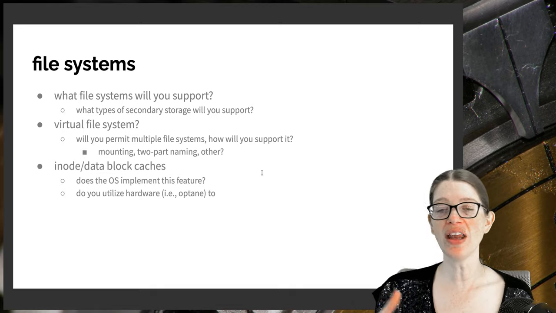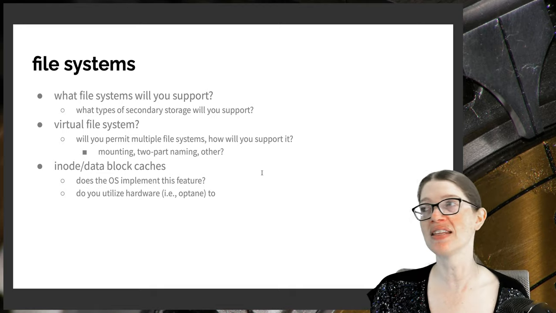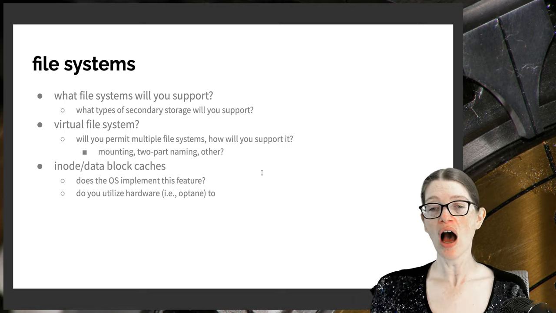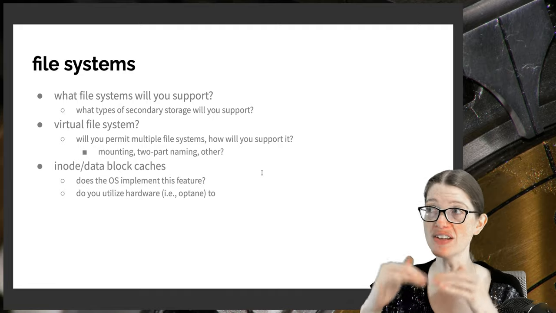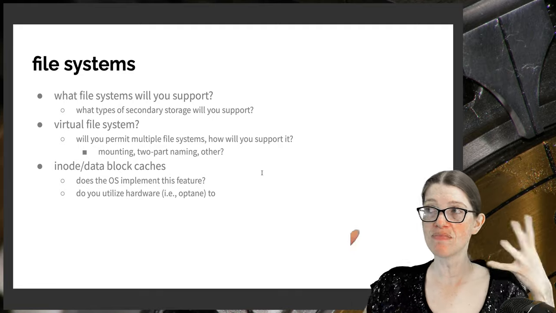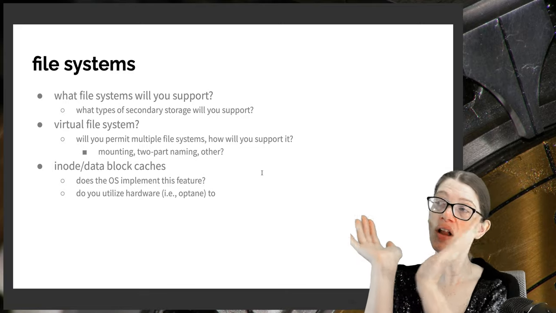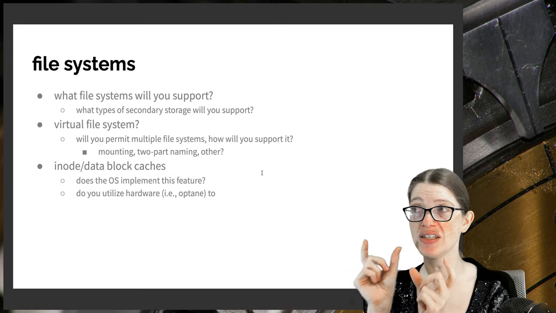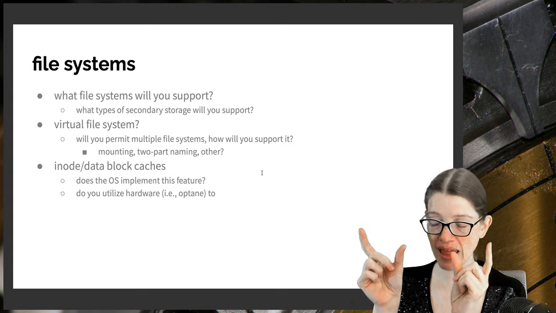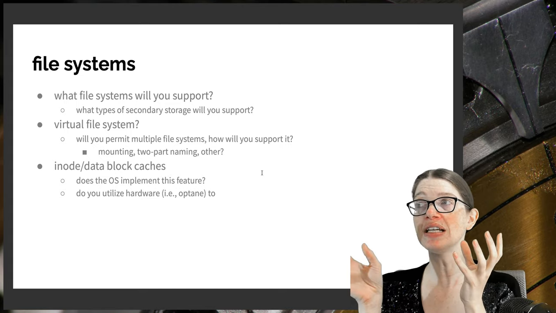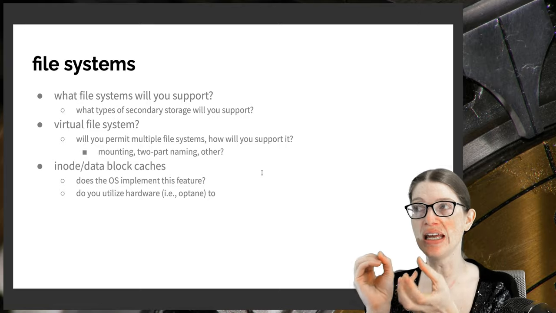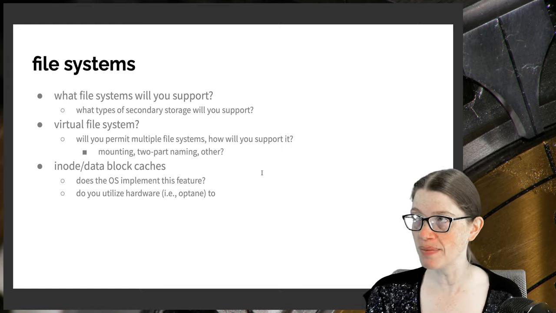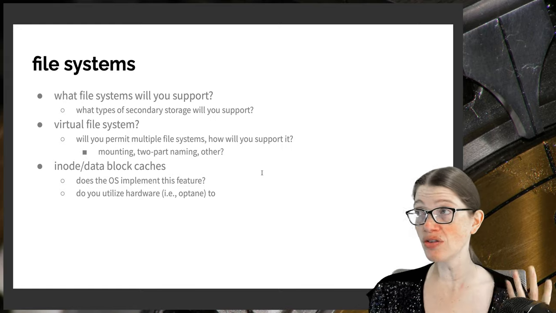So you've got to ask yourself, what kinds of secondary storage are you supporting and what kinds of file systems are you going to support? And what is the file system that your OS is going to use by default? Are you going to have a virtual file system? So remember, the virtual file system was the optional layer that takes multiple file systems and presents them to the logical file system as one unified thing. So in Windows, that's having a two-part file system name, so the drive letter followed by the path name. And in Unix-based file systems, that's where you're mounting and unmounting the hierarchy trees temporarily to the default one. So are you going to support that, or are you not going to support that?